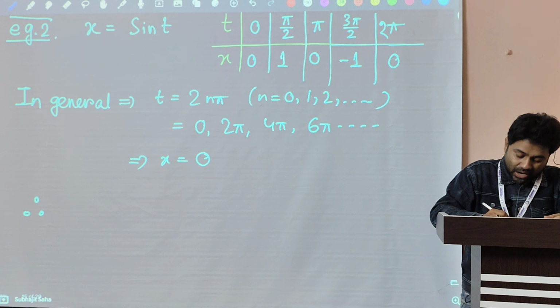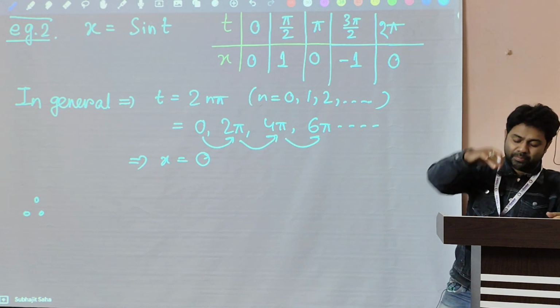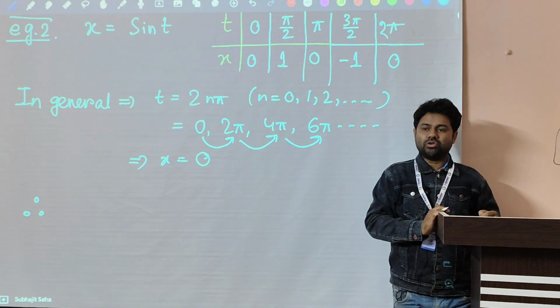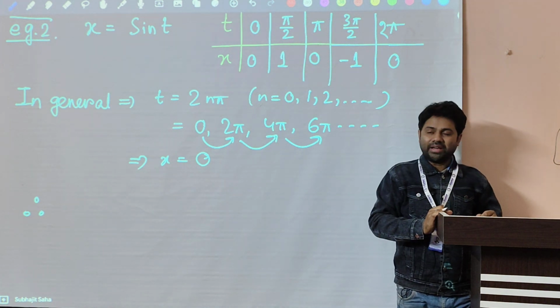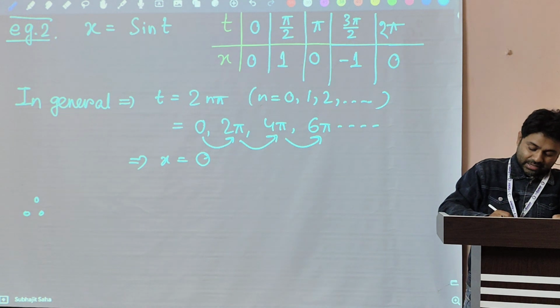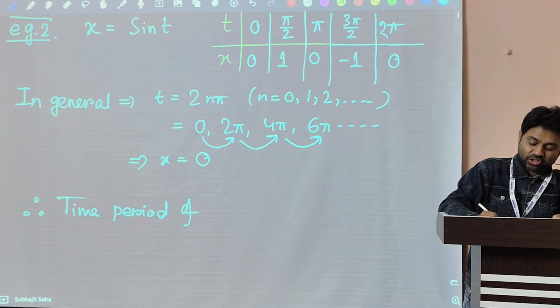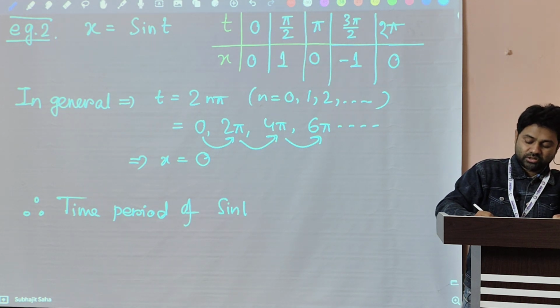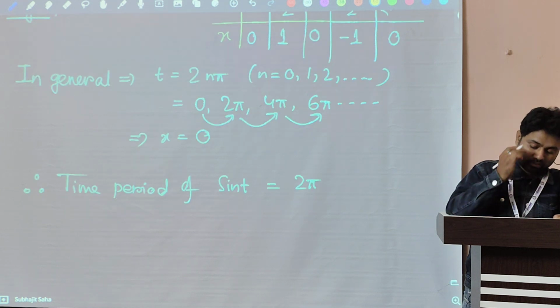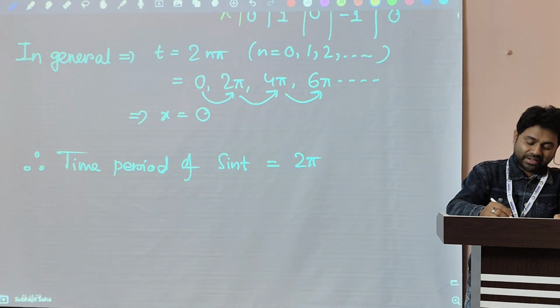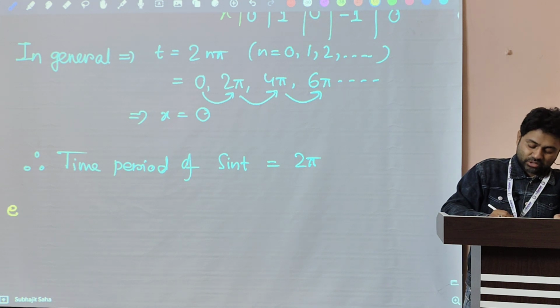So we see after every interval of 2 pi, the function is repeating its value. X is coming out to be 0 after every 2 pi radian of interval. So we say time period of sin t function is 2 pi. Similarly, you can take another function and can try yourself. Like, I'll give you one more example.